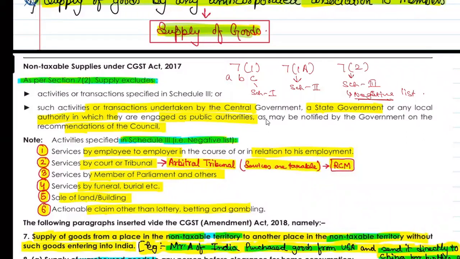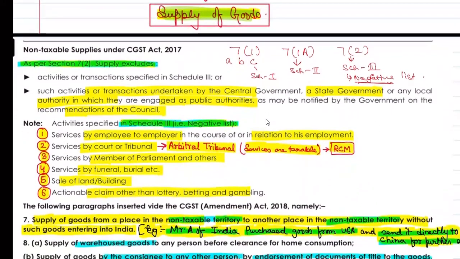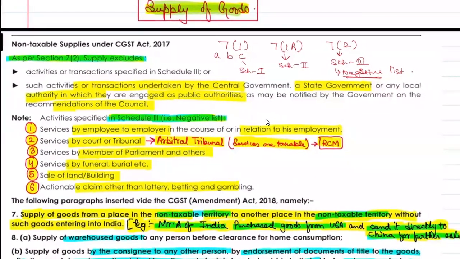Second one is services by court or tribunal, but there is an exception of arbitral tribunal, but on RCM basis. Now, third one is services by member of parliament. That means MLAs, MPs, their services will never ever be taxed, because they are treated as a servant, correct? They are working for the parliament and all. Their services are also not liable to be taxed.